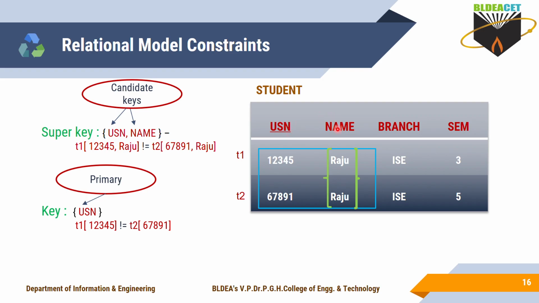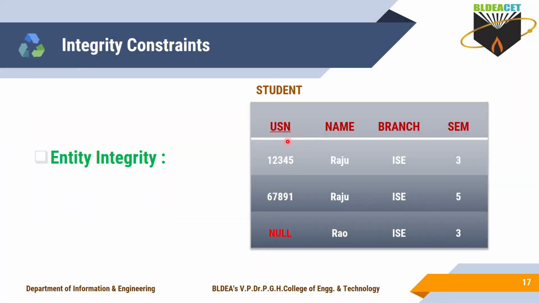Then what about name as a candidate key? Yes, this candidate key you can also call a secondary key. USN is your primary key and the other candidate key you can also call a secondary key. Next is entity integrity.